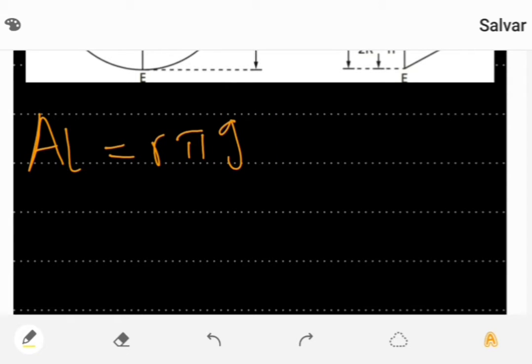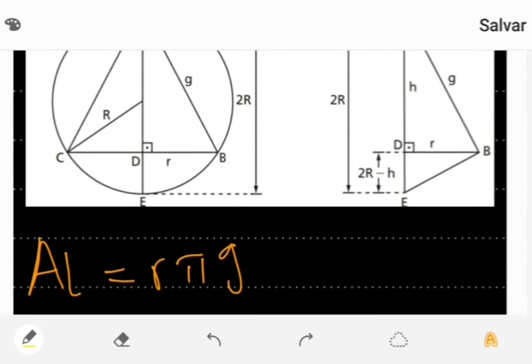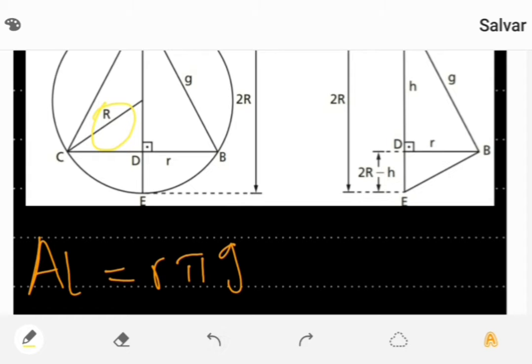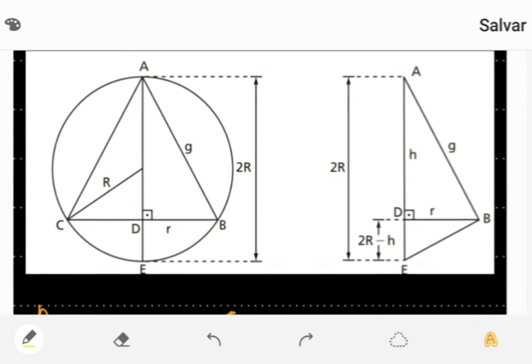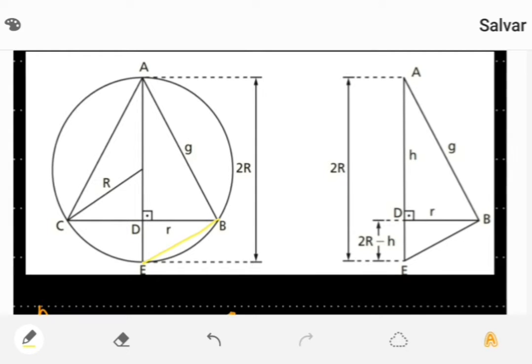So what we need to do now is change this to another variable, and remember that R is not a variable. Big R is not a variable. The small one is. The small one changes, but the big one is the radius of the sphere, so it doesn't change. Now look, by tracing this side over here, we have this triangle in the right side.